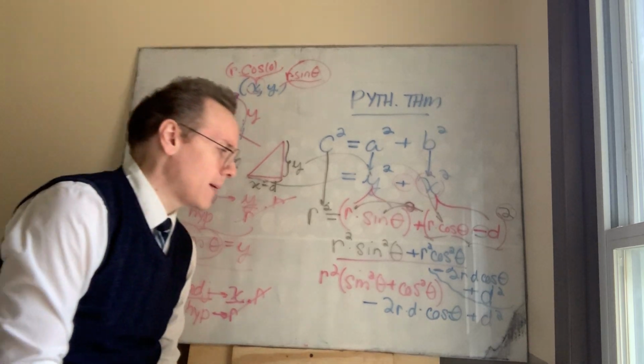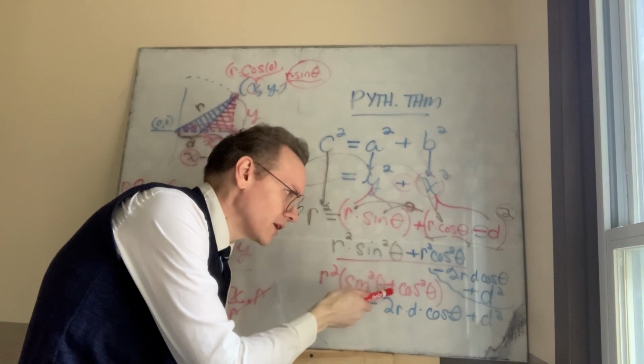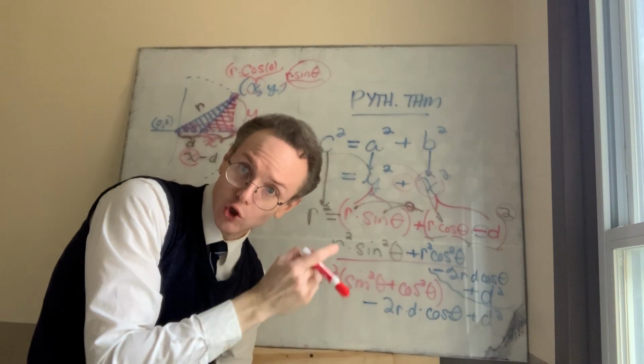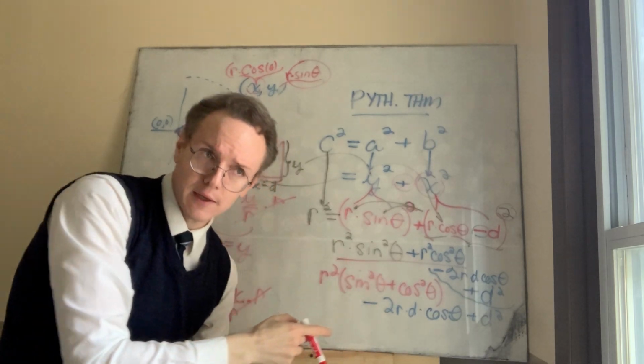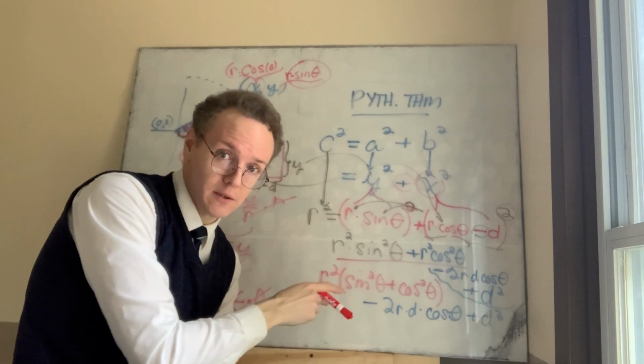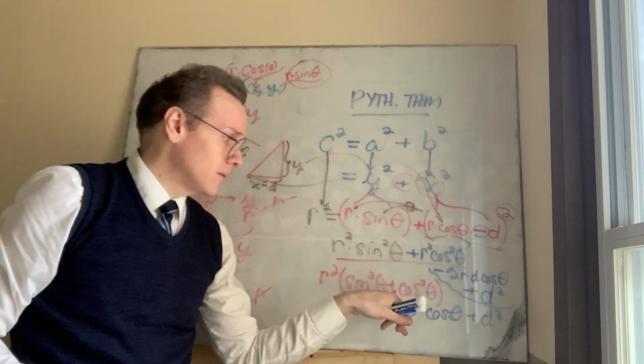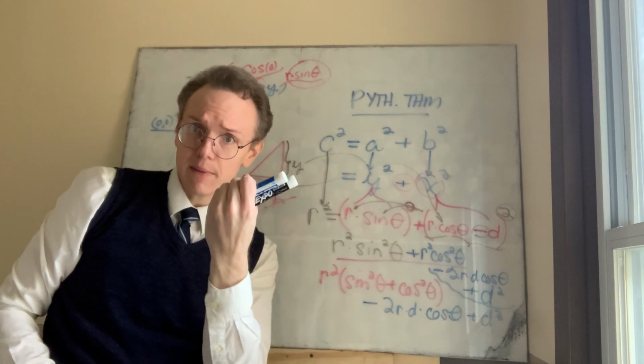Now, it just so happens that sine squared of theta plus cosine squared of theta is a trigonometric identity. It's the Pythagorean identity: sine squared of an angle plus cosine squared of the angle is the amount of 1.